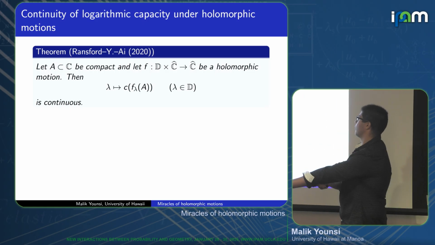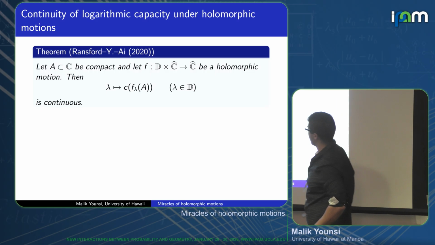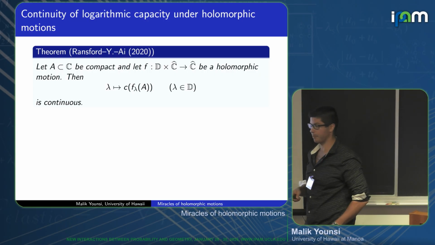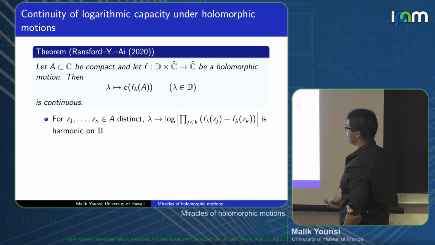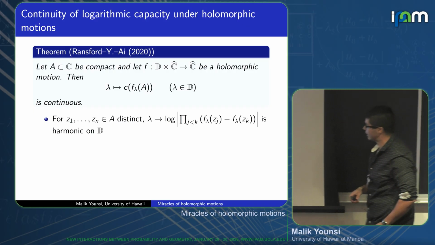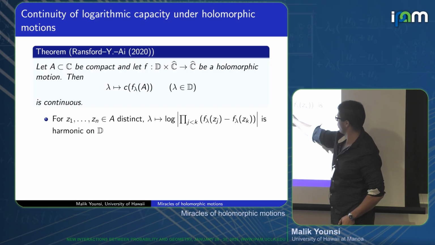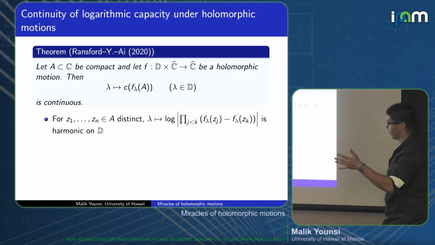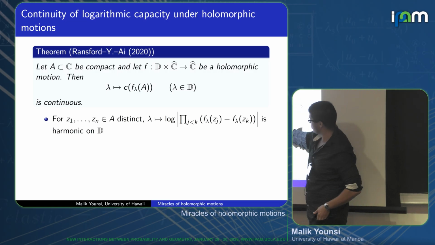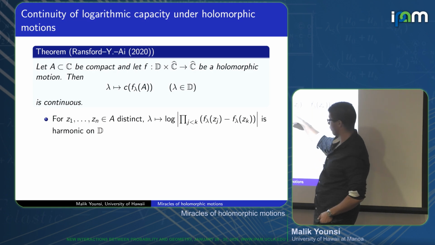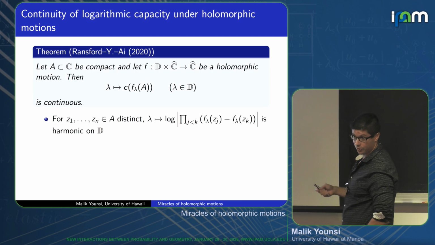So that's part of a paper that we wrote a couple of years ago, where we showed that if you have a holomorphic motion and you have an arbitrary compact set, then the logarithmic capacity always changes in a continuous way. And here's the idea of the proof. First, you can assume that the set is infinite without loss of generality. And then if you take n distinct points inside of the set, then you can look at the following function. So what is this function? You have the product of f lambda applied to pairs of distinct points. This will be a holomorphic function in lambda, because if you fix z, a holomorphic motion is holomorphic. And also because f lambda is injective, and these are distinct points, this is non-vanishing. So what you have here is the log of the absolute value of a non-vanishing analytic function, and that's always a harmonic function on the unit disk. Okay?